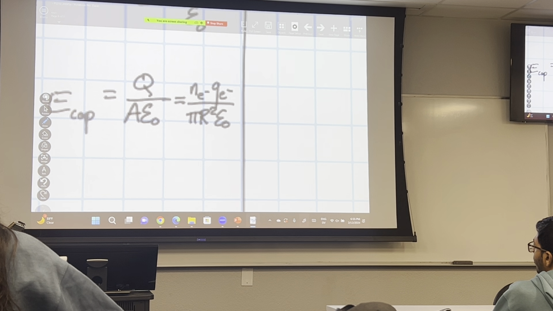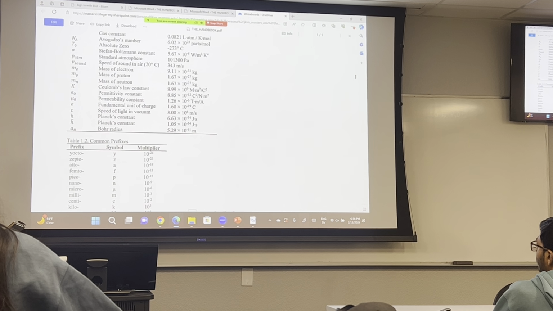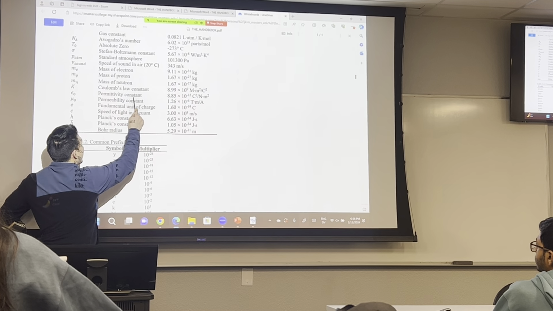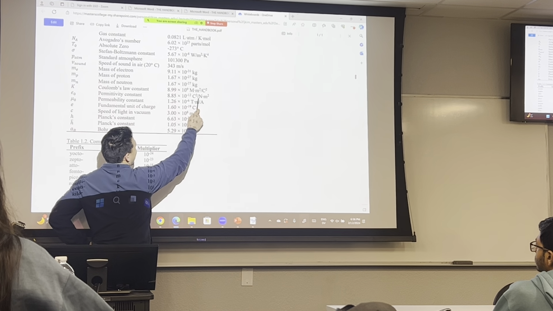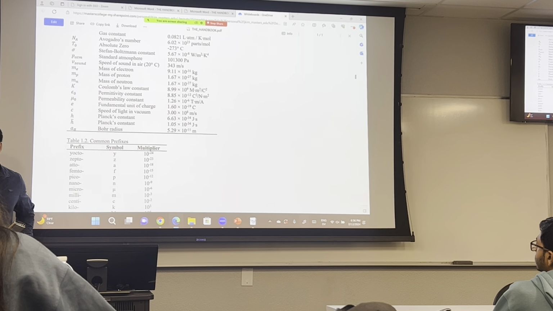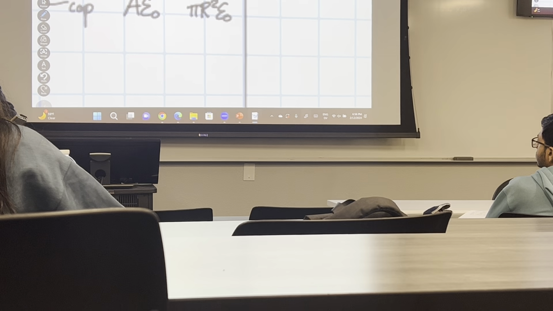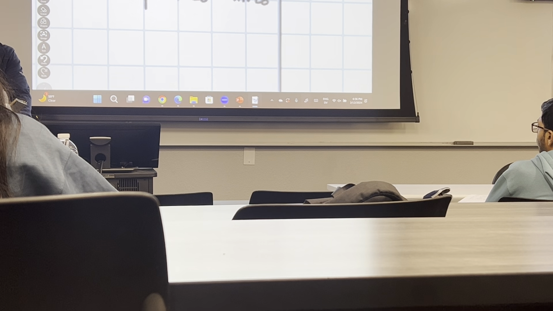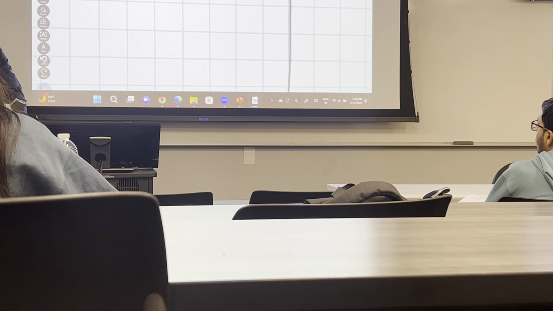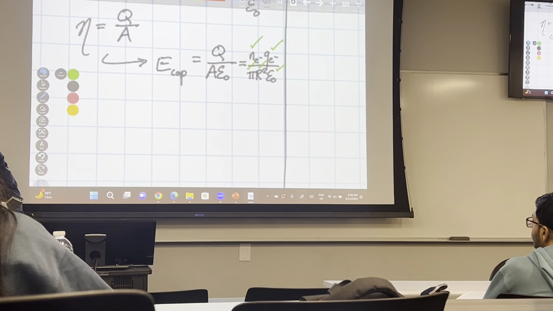Do we know epsilon naught? That is in the handbook. It is the permittivity constant, 8.85 times 10 to the negative 12. So you have that in your handbook. So we have this, we have that, pi is just pi, we know the radius, and we know epsilon naught. So we have enough information to get the electric field of our scenario.